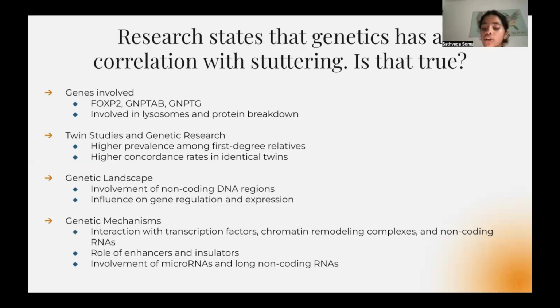Genetic testing enables early identification in individuals at risk of stuttering, which facilitates proactive interventions and supports strategies for affected individuals as well as their families.